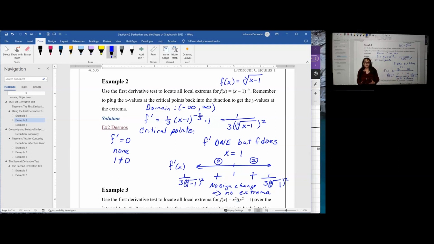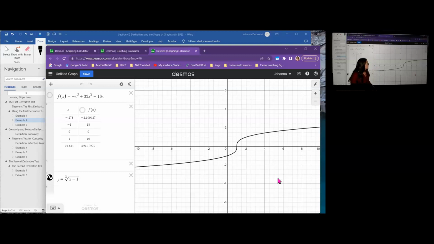It could be a saddle point or a point of vertical tangency. Let's take a look at the graph to see. You can see in the shape of the graph that right there at 1, there is a point of vertical tangency. The derivative does not exist because the slope of a vertical line is undefined, but the function does exist. Because there was no change in sign, there are no relative extrema.